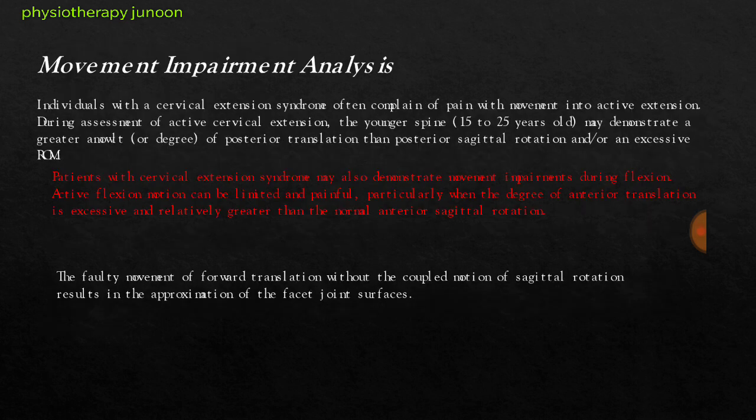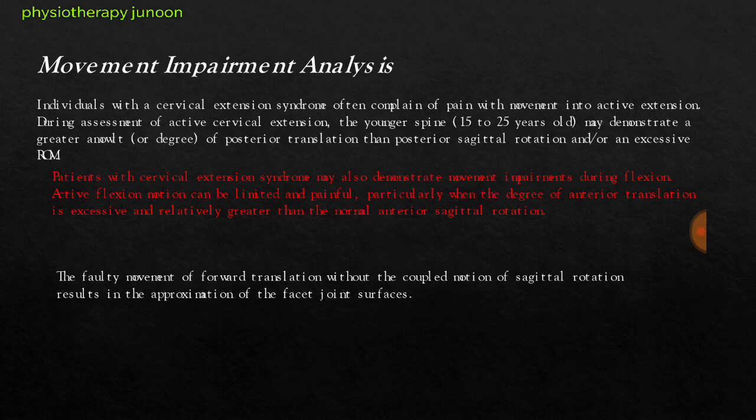Next we proceed to the movement impairment analysis. Individuals with cervical extension syndrome often complain of pain with movement into active extension. During assessment of active cervical extension, the younger spine, like a 25 to 50 year old, may demonstrate a greater degree of posterior translation than posterior sagittal rotation, or an excessive range of motion.